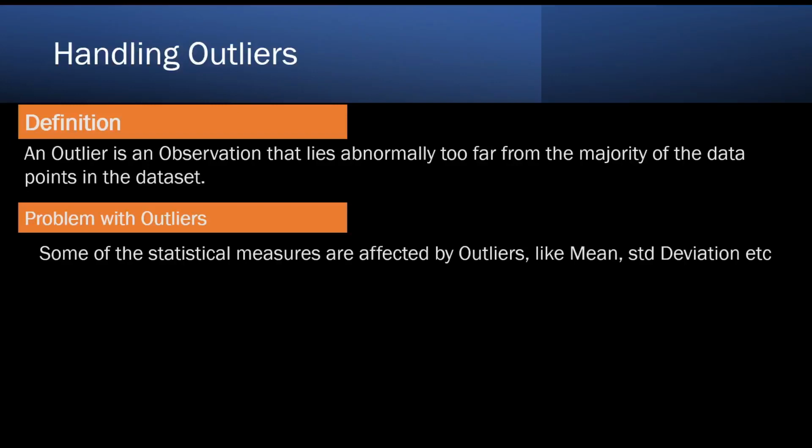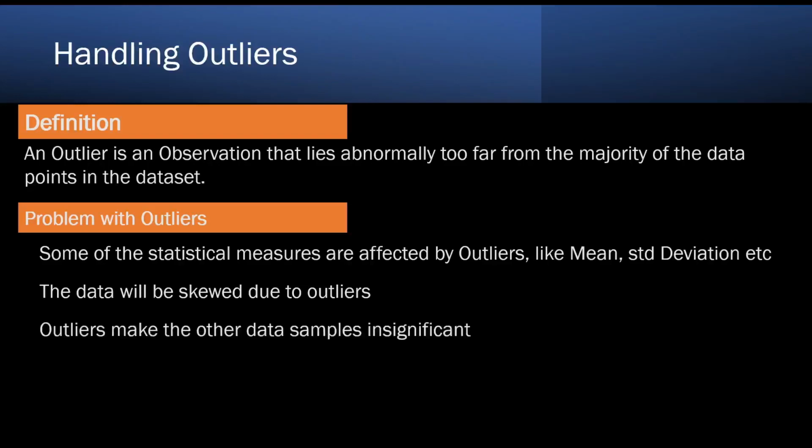Outliers will mostly hamper statistical measures like mean, deviation, standard deviation and things like that. That will impact some of our calculations. Outliers make the data skewed, which is also a problem for us. Outliers can make other important data samples insignificant because outliers usually have a very high value, either negative or positive. And most importantly, as machine learning engineers, outliers influence our machine learning models due to their magnitude. That's why we need to handle them.